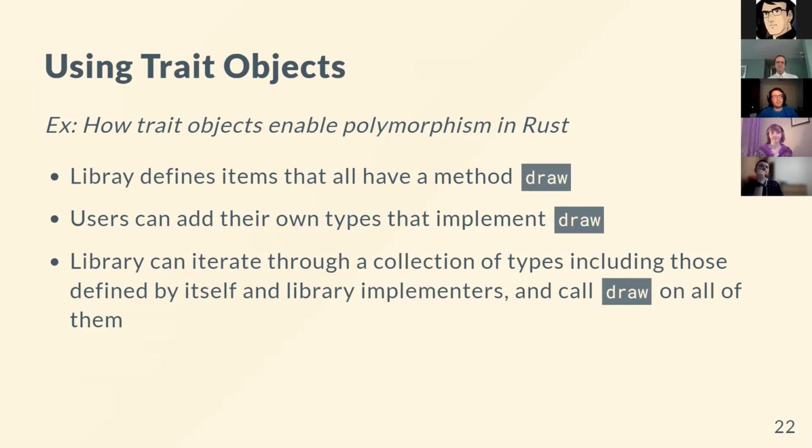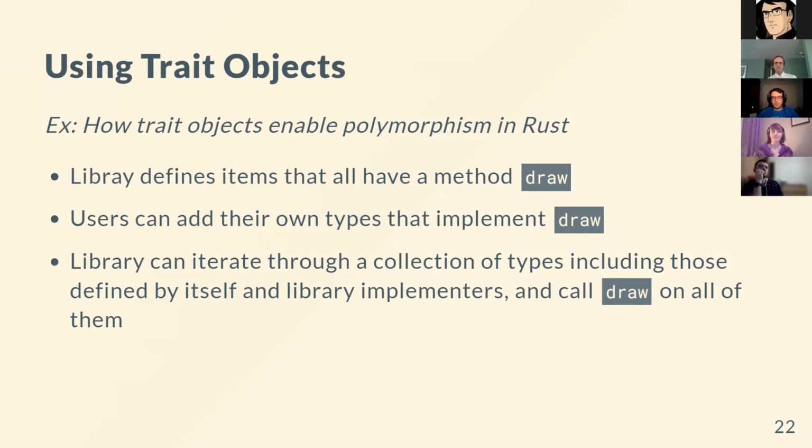But the situation we're interested in now is when those types aren't known at compile time. So the example that the book uses is that we want to develop a GUI library that defines a number of items that all have a method called draw. And we want the library to allow users to extend the library with their own types that can implement the same draw. And then we want some extra functionality in the library that could take all those types, the ones it defined and the ones the users defined, and call draw on all of them at the same time.